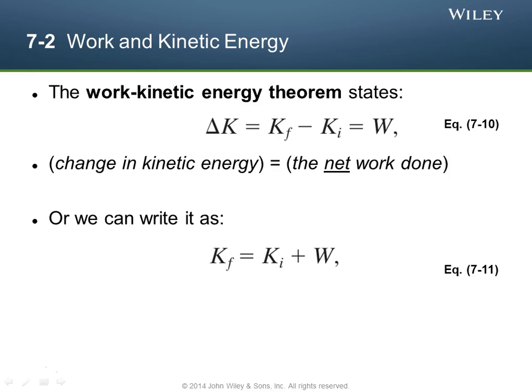Now the key here is we have to keep in mind this net work: is it positive or negative? Are we increasing our energy or are we decreasing our energy? And we can find this through our vector dot product. It'll come out positive or negative.